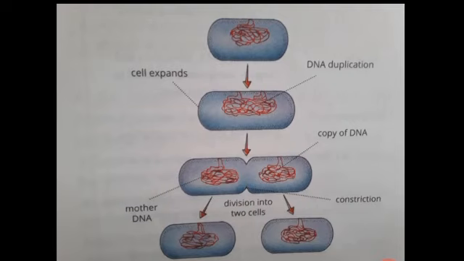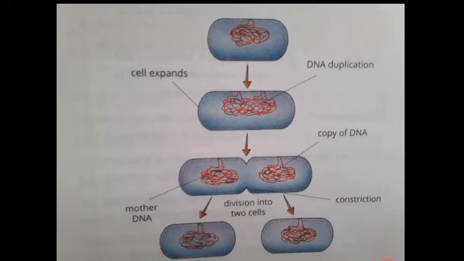So in this condition, these bacteria divide very fast. Some bacteria may take 30 minutes to divide into two also. So you can imagine how fast they reproduce. Okay, so this is what binary fission is.